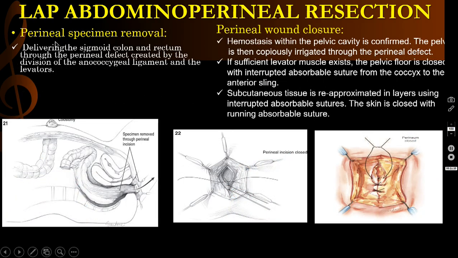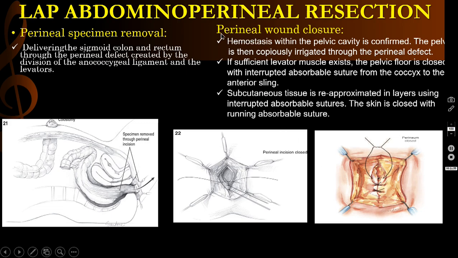So now we have to remove the perineal specimen. Until now, this is the stapled end of the distal colon. The tumor is somewhere here in the lower part. Now we have detached the whole thing. Now you can remove it through the perineal wound, delivering the sigmoid colon and rectum through the perineal defect created by the division of the anococcygeal ligament and the levators, which must be done at this stage.